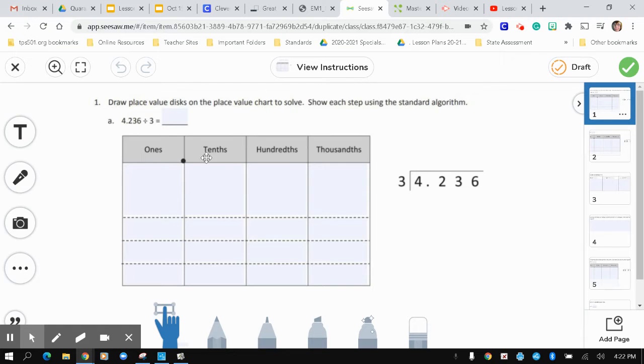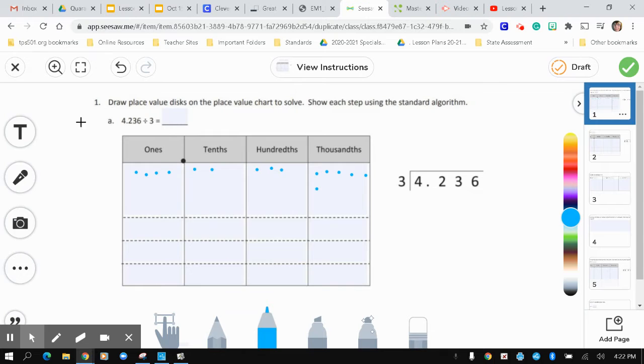So let's look at number 1. First, it wants us to draw the discs on the place value chart so we can divide this by 3 and solve it. How many ones are in this first number? There are 4 ones. So 1, 2, 3, 4. Then we have 2 tenths. We have 3 hundredths. And then we have 6 thousandths.